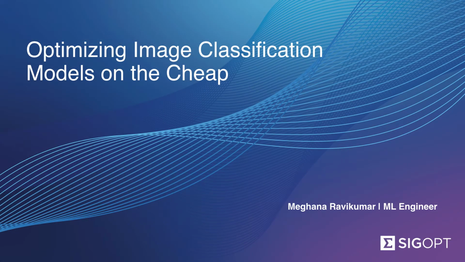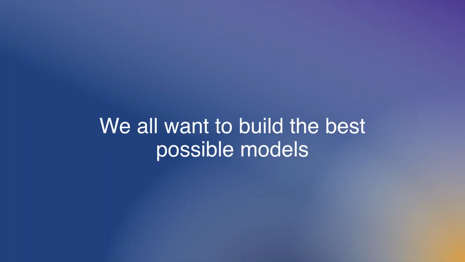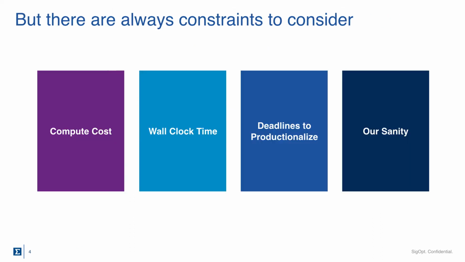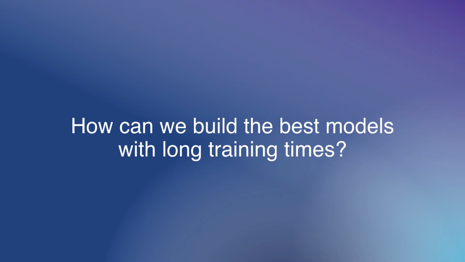Today we're going to be talking about optimizing image classification models on the cheap. Let's get started. So we all want to build the best possible models. And ideally what that means is our models would be trained until the end of time on all the relevant data sets in the world. But there are always constraints to consider, including compute costs, wall clock time, deadlines to production, and most importantly, our general sanity. So given these constraints, how can we build the best possible models that have long training times?